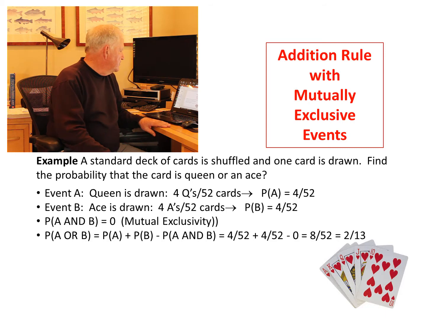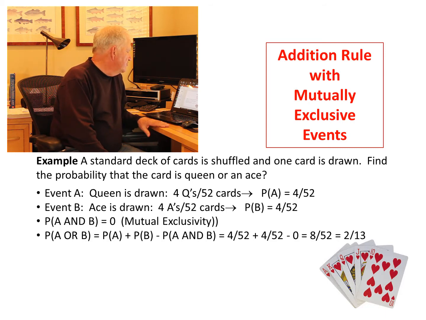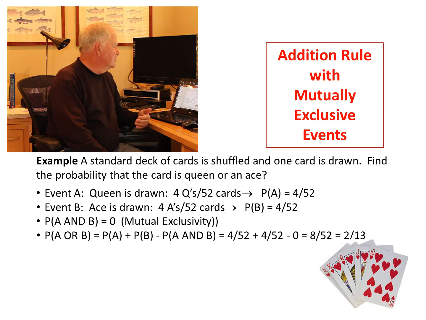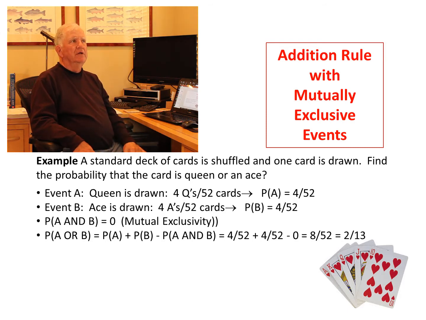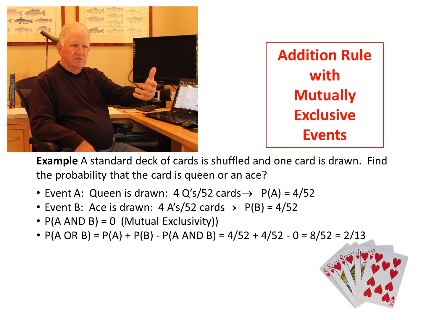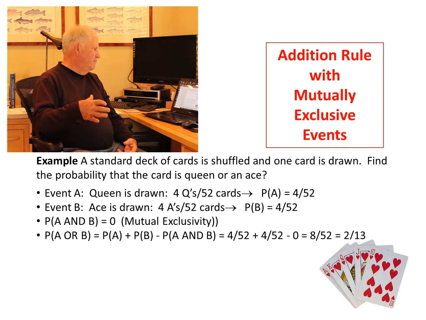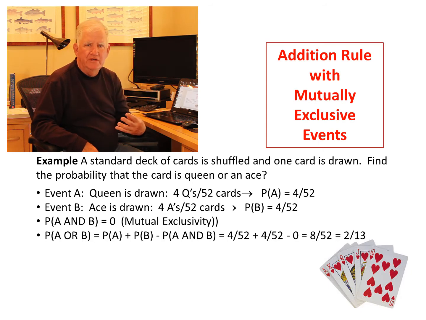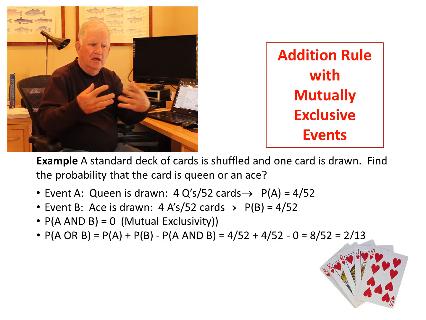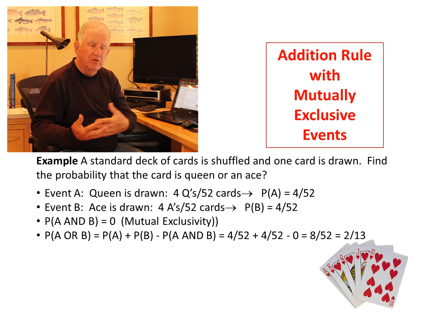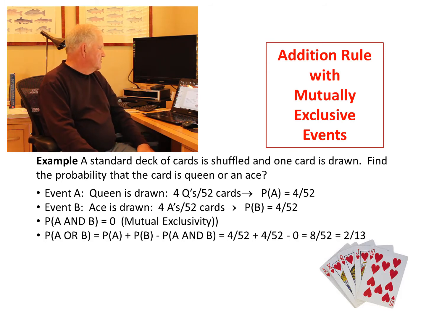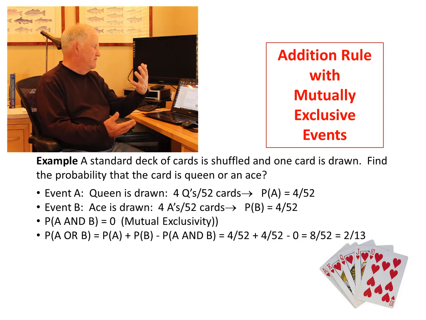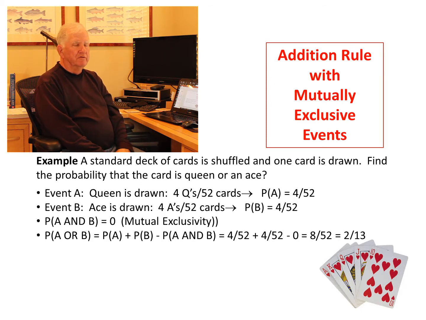So to go through this, here's a standard deck of cards, shuffled, and one card is drawn. What's the probability that the card is a queen or an ace? Let's stop there for a second. Event A is drawing a queen. Event B is drawing an ace. There is no overlap there. There are 4 queens in the deck, there are 4 aces in the deck, but there's no overlap whatsoever. There's no such thing as a queen ace or an ace queen. So if we calculate the probability of drawing a queen, 4 queens, 52 cards, the probability is 4 over 52.